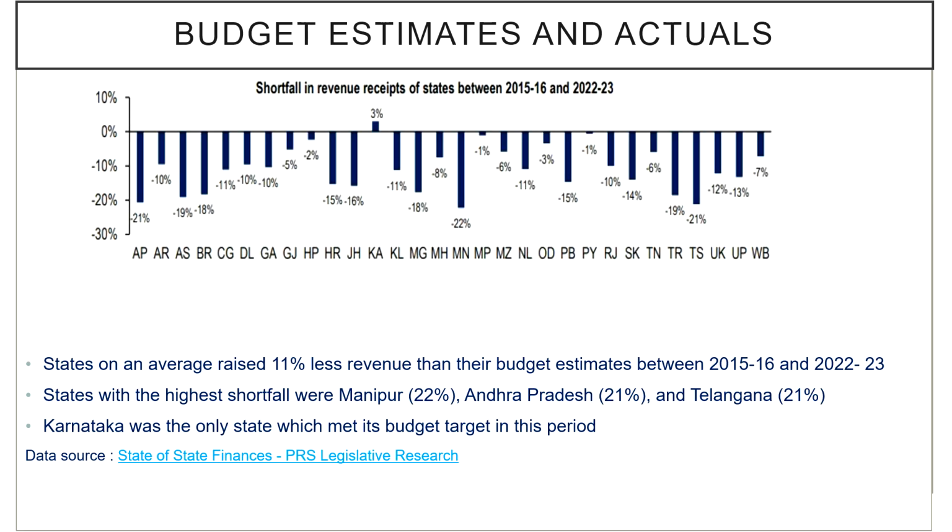Budget estimates and actuals. States on an average raised 11% less revenue than their budget estimates between 2015-16 and 2022-23. States with the highest shortfall were Manipur, Andhra Pradesh, 21%, and Telangana, 21%. Karnataka was the only state which met its budget target in this period.